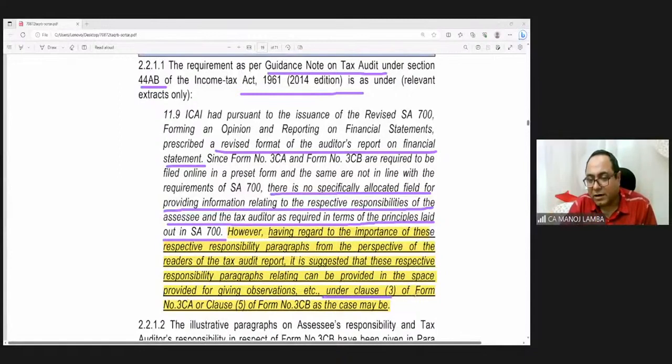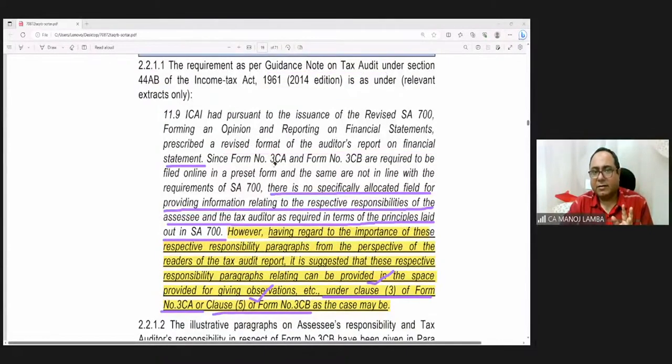If you are issuing the report in 3CA, then you have to mention this fact. You have to give this relevant responsibility paragraph of assessee and tax auditor under clause 3 of form 3CA and clause 5 of form number 3CB. So this is very, very important, my dear friend. SA 700 compliance is very, very important and mandatory from the point of view of the tax auditor.